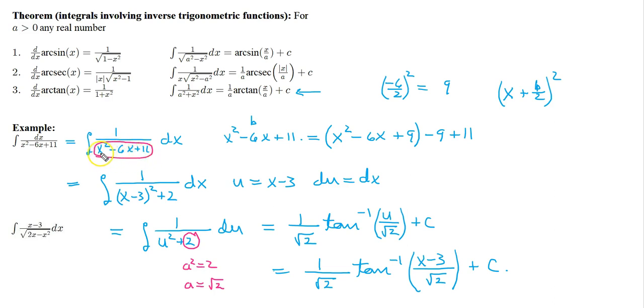So once again, notice that we had to complete the square on this one to turn it into x minus 3 squared plus 2. So this matches up with our formula better, and then we just did a substitution to make it look exactly like our formula up here, where we let u equal x minus 3. Let's take a look at this one.